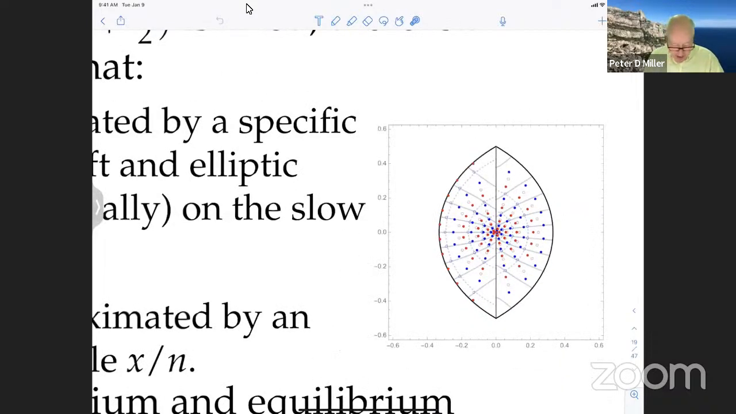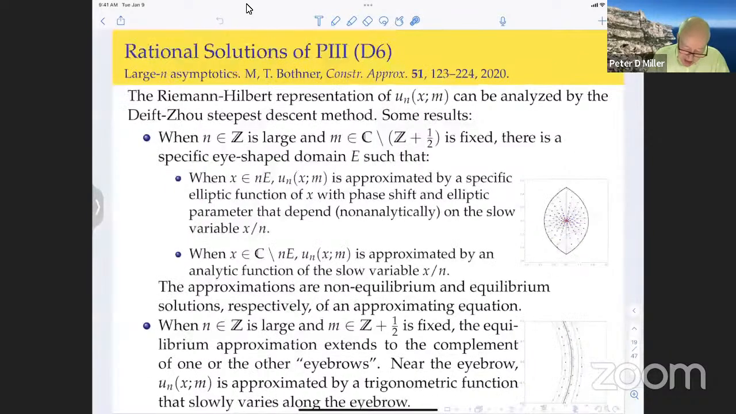And then, when x is in the exterior outside of this scaled I-shaped region, the u function is approximated instead by an analytic function of the slow variable x over n. And here, the approximations in these two types are really just non-equilibrium and equilibrium solutions of some approximating equation, in the same way that we talked about for the D7 degeneration at the formal level anyway.